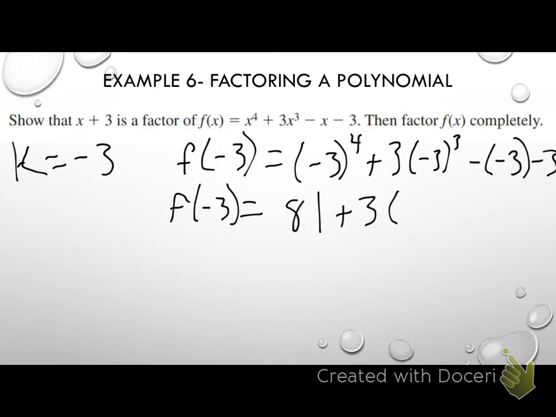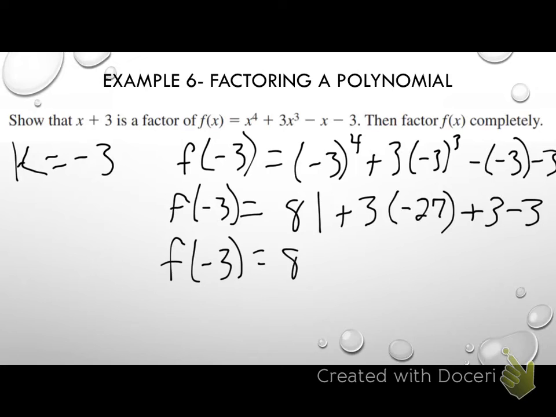What's -3 to the 3rd power? We just found it before we found -3 to the 4th. -27. What happens to these two negatives right here, the minus -3? Turns into a +3, and then I still have that -3. Is everyone with me still? What's 3 times -27? -81.